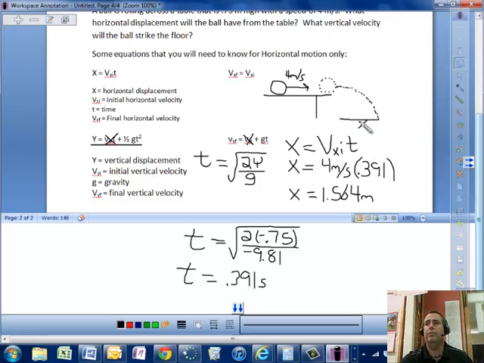The last part of the problem says, what vertical velocity will the ball strike the floor? So I'm going to use this equation right here. So we're going to say that VYF is going to be equal to the gravity multiplied by the time. So again, we can say VYF is going to be equal to negative 9.81 multiplied by that time, 0.391.